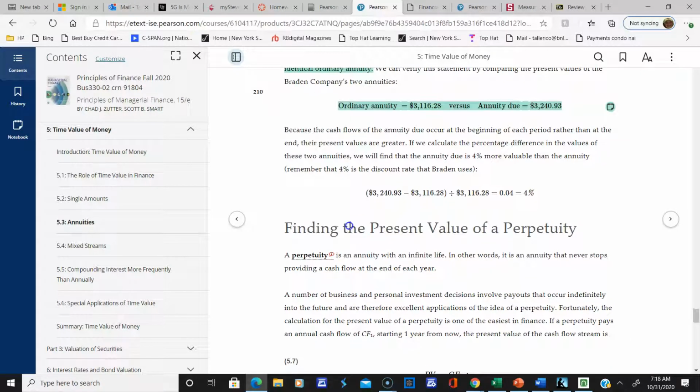Let's move on now to the next word that we have to know, a perpetuity. You'll notice the word perpetuity is very similar to the word perpetual. That means you're going to get a perpetual payment forever. So a perpetuity is an annuity with an infinite life. In other words, it is an annuity that never stops providing a cash flow at the end of each year. So it goes on, and the important words here are an infinite life.